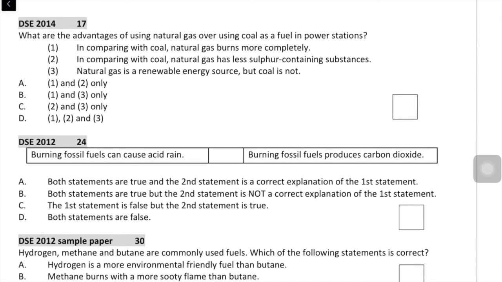Next, what's the advantage of using natural gas than using coal? Yes, natural gas can burn more completely for sure. Natural gas contains less sulfur substance, yes. Natural gas is a renewable source, it sounds no. So the answer will be A.